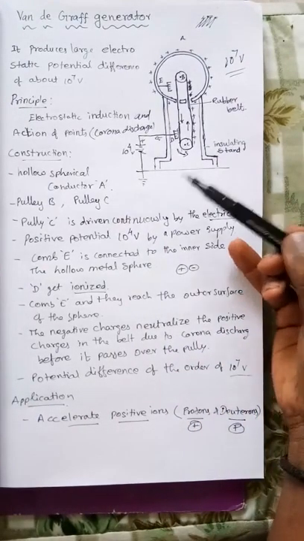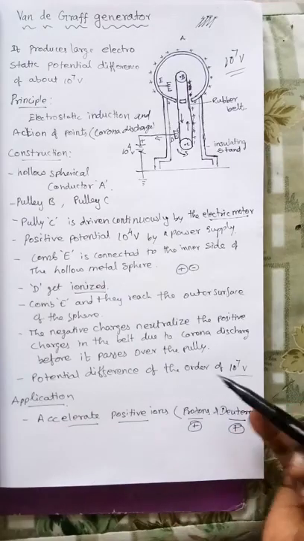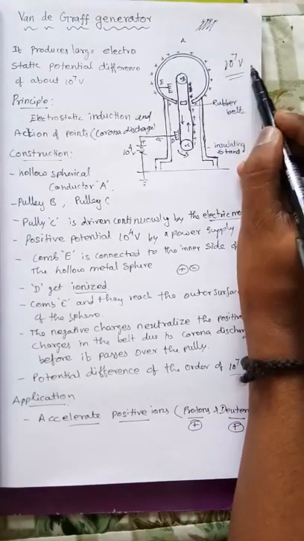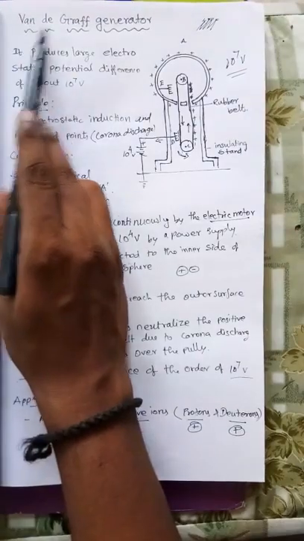This generator produces a potential difference of about 10 to the power of 7 volts. This was discovered by Van de Graaff.